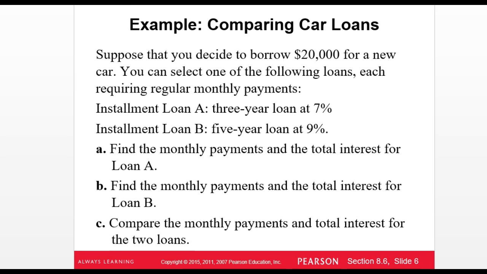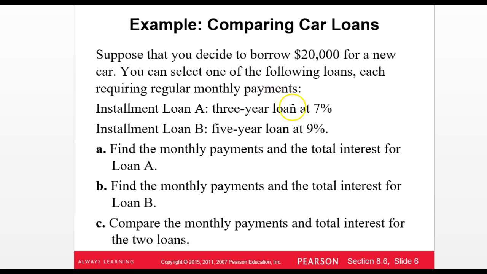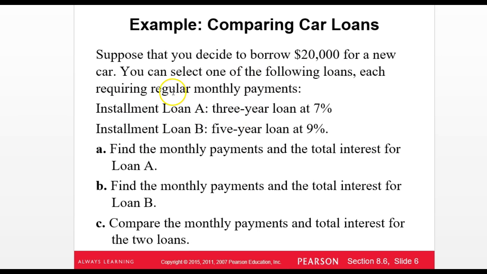Suppose we're going to borrow $20,000 for a car, and we can select one of these two payments: loan A, a 3-year loan at 7%, or loan B, a 5-year loan at 9%. We want to find the monthly payment and the total interest for A and B, and then compare the monthly payments and total interest for the two loans. So we're going to plug into this formula. 20,000 is the value for P in both of these. The 7% and the 9% are the values for R, one at a time. N is going to be 12 in both cases because they are monthly payments. And then T is 3 for one and 5 for the other. So let's plug in and see what happens.